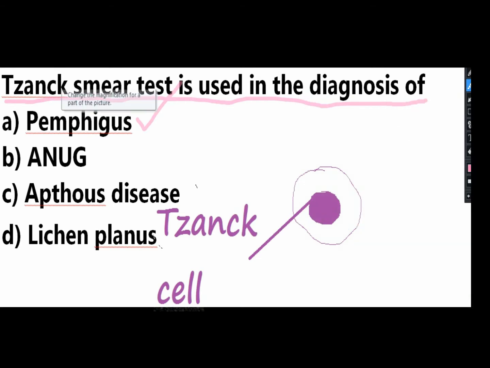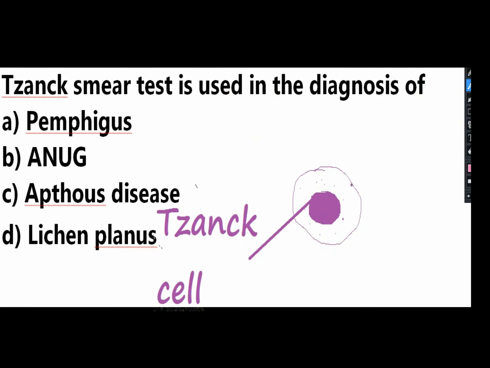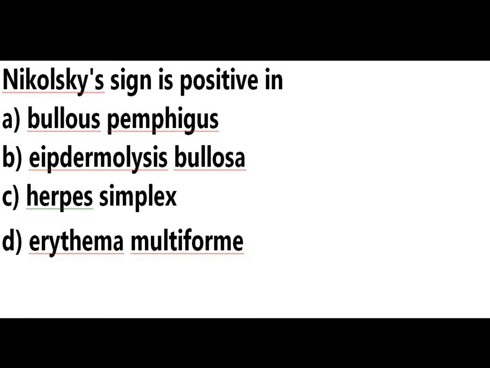These are the Zinc cells. So these are round acantholytic epithelial cells that are present within the vesicles. The vesicular fluid shows scanty inflammatory cell infiltration. So these are the Zinc cells. Your answer will be pemphigus vulgaris.